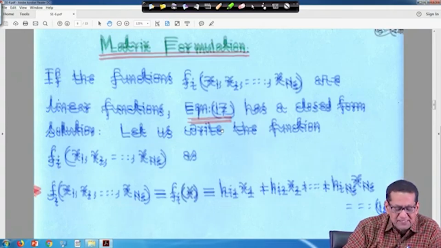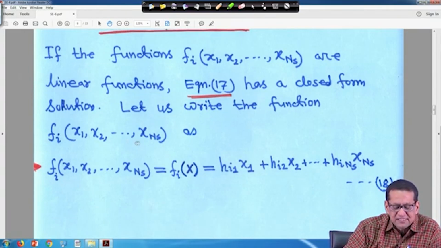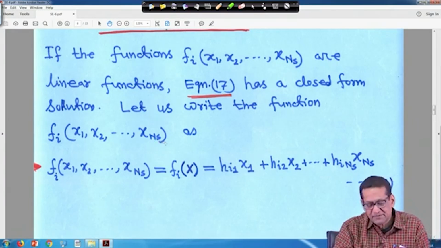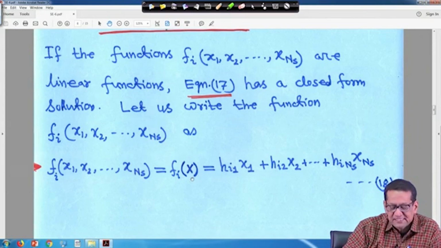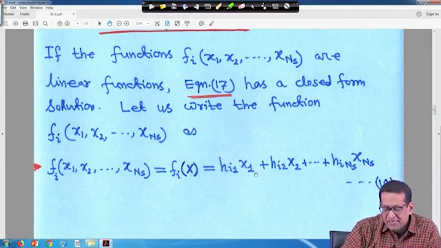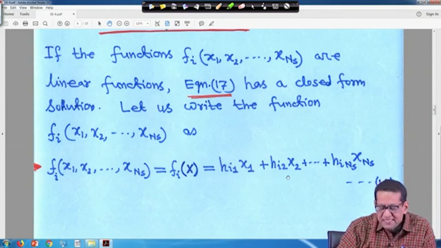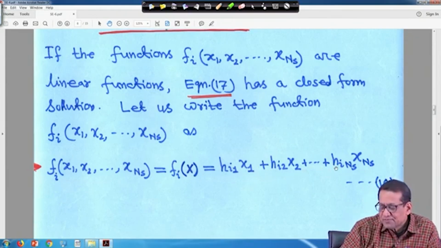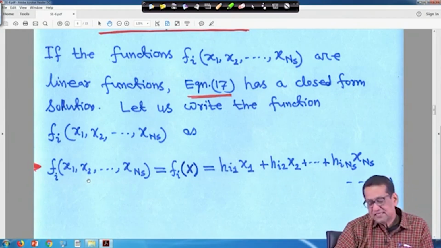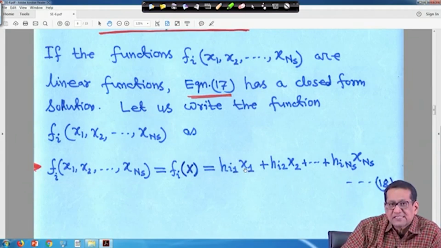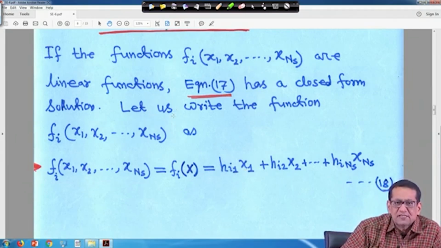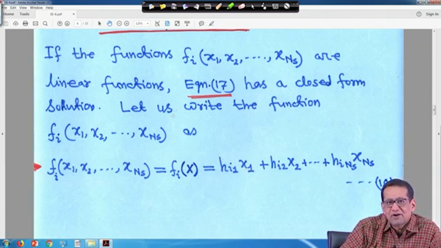Let us write the function f_i(x1, x2 up to x_ns), where ns is the number of state variables. Therefore, f_i(x) is equal to h_i1 x1 plus h_i2 x2 plus up to h_ins x_ns, right. So, this is a linearly related function, say it is a linear function. In an AC circuit it is not, because sine and cosine terms are involved.